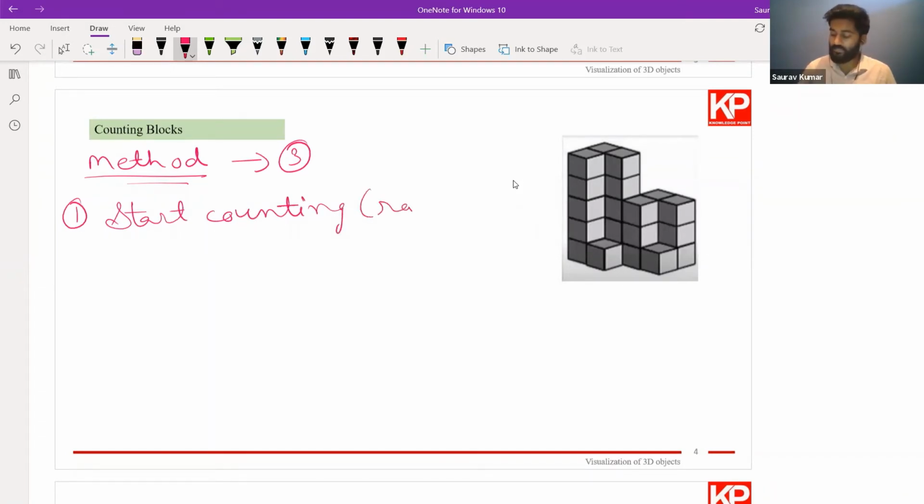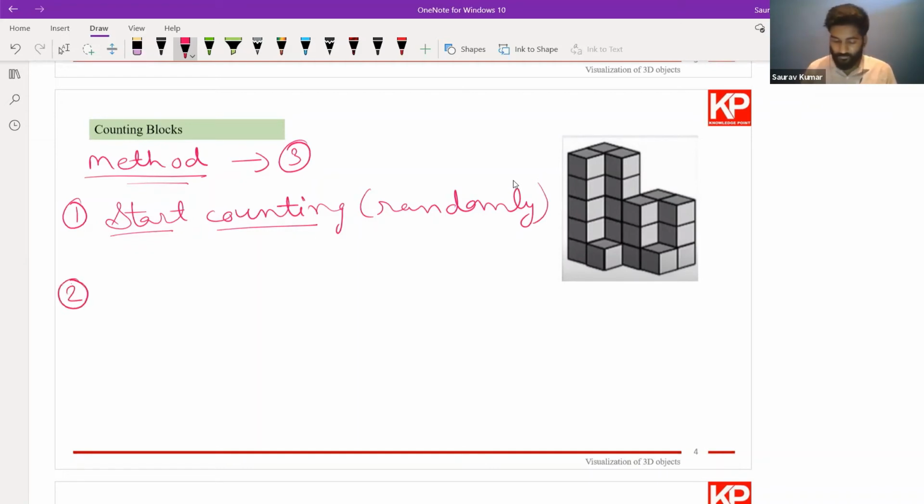You can even write in bracket that randomly. Means you might think that, okay, there would be some simple arrangement, this kind of composition. I'll just start counting 1, 2, 3, 4, 5, 6, 7, then 8, 9, 10, 11, like that. So this is one method in which there are a lot of chances to miss out. Like I just counted 1, 2, 3, 4, 5, 6, and then I said 7, 8, 9. That means I missed the block that was behind it, right? So this way, even if you prefer to just simply start counting, you need to be careful about the blocks that are hidden. So that was the first method.